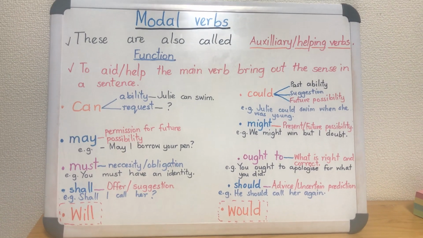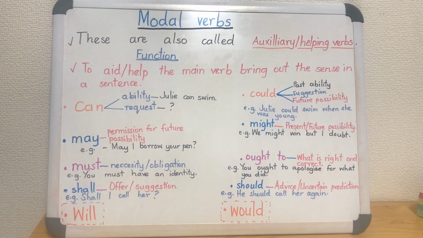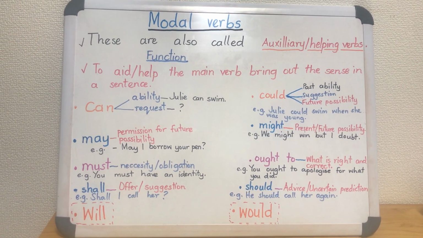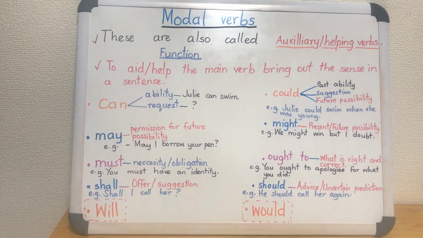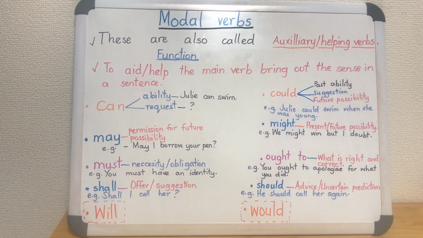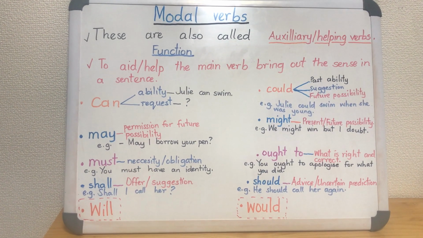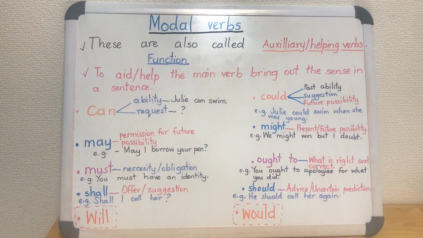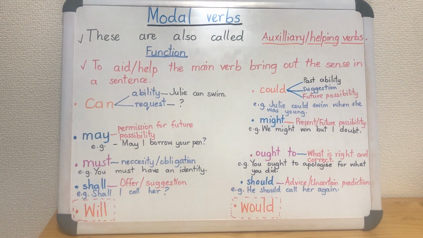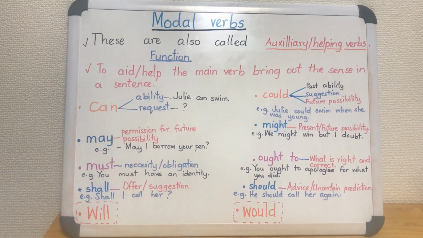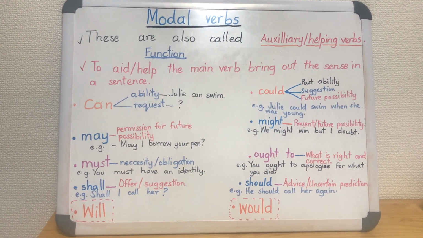What is the function of modal verbs? Modal verbs are meant to aid or help the main verb bring out the sense in a sentence. Without modal verbs, the main verb doesn't bring out the meaning very well. You can read through and you feel something is not right somewhere. It is because, for sure, a modal verb will be missing. So with a modal verb, you find that the sentence brings out the meaning very, very well.